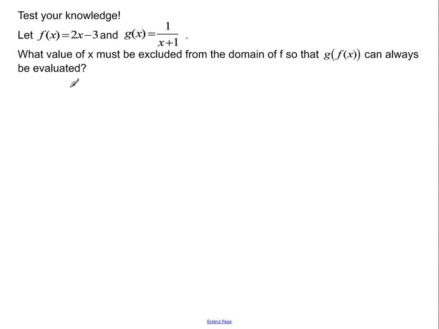Hello everybody, welcome back. Let's talk about composition of functions, and this time I've got an interesting question to test your knowledge. After reading through the section, let's see if you can answer this question. Let f of x be 2x minus 3 and g of x equal 1 over x plus 1. The question is, what value of x must be excluded from the domain of f so that g of f of x can always be evaluated? At this point, I'm going to ask you to pause this or wait and come back and try this out yourself. What value do we have to exclude?